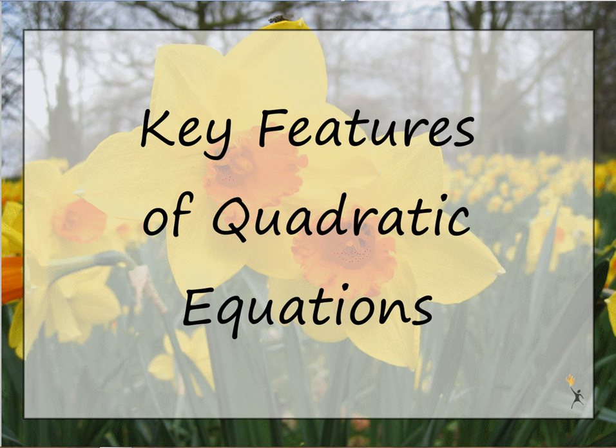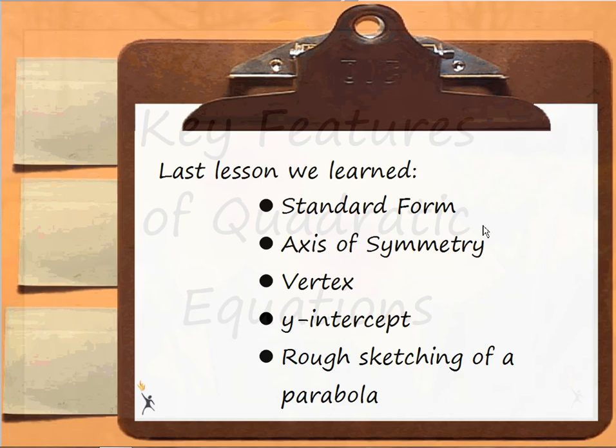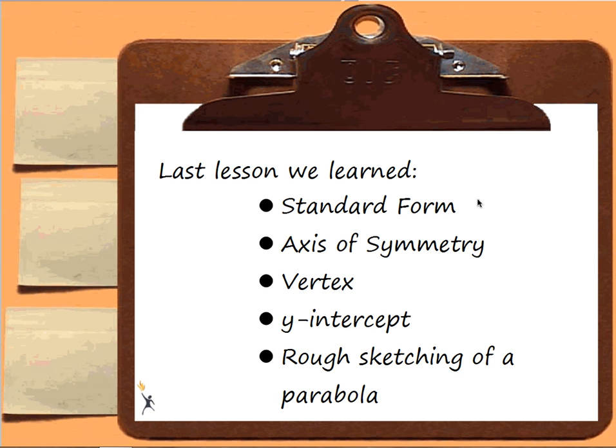Okay, so today we're talking about key features of quadratic functions. Last time we met, we talked about standard form. That's our ax squared plus bx plus c. We were able to find the axis of symmetry, the line in the middle, by using x equals the opposite of b over 2a. We used the axis of symmetry number to help us find our vertex. We were able to find our y-intercept and use all that information to do a rough sketch of our parabola.